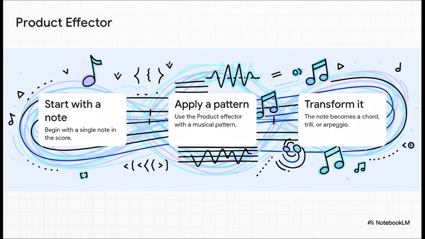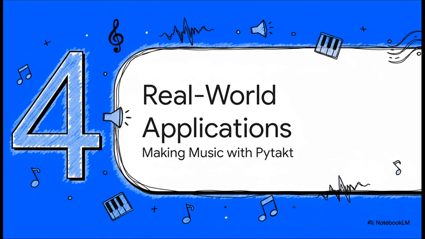And then, just like that, step 3, that one single note instantly blossoms into a full chord. You could do the same thing to create a fast trill or a beautiful flowing arpeggio, all from one simple command. It's amazing. So we've seen the superpowers, but what can you actually do with all this? Let's look at some real-world applications, because this is where it all comes together in some really fascinating ways.